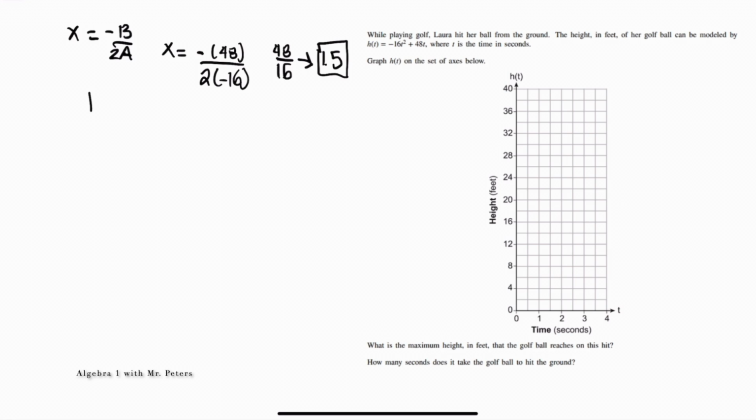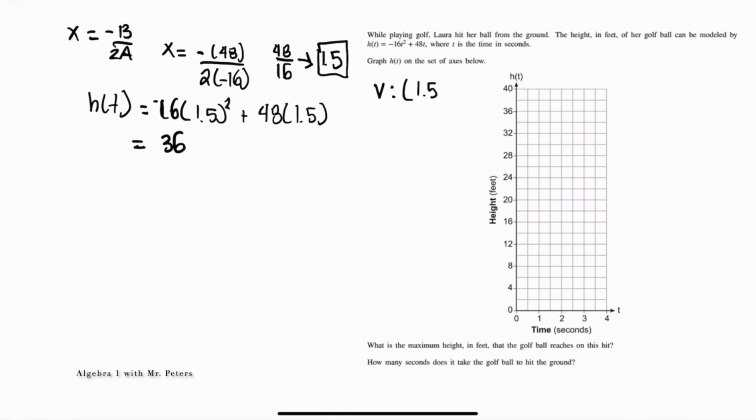So let's plug this back in. h of t is equal to negative 16 times 1.5 squared plus 48 times 1.5. When we simplify this and put this into the calculator, the y value is going to be 36. So my vertex is going to be (1.5, 36). So when we go to our graph, and let's switch colors real quick, that point is going to be right here.